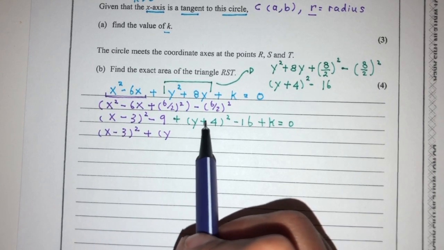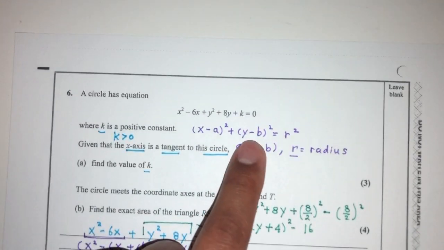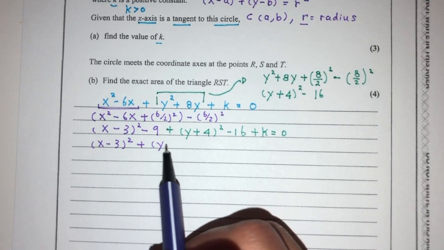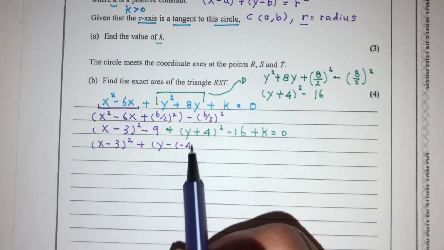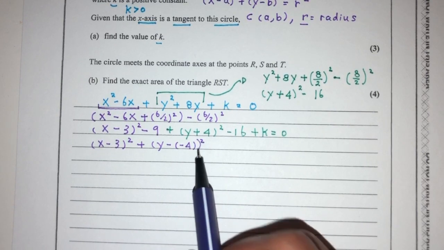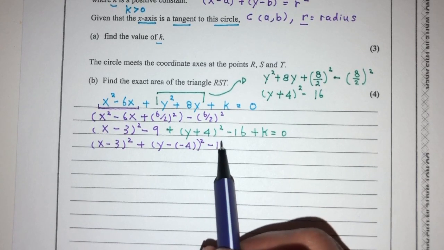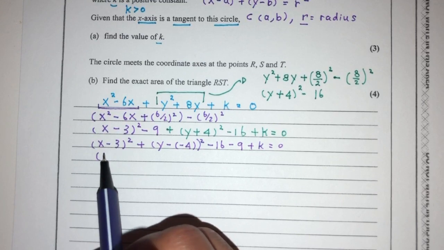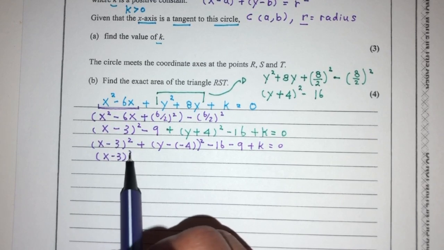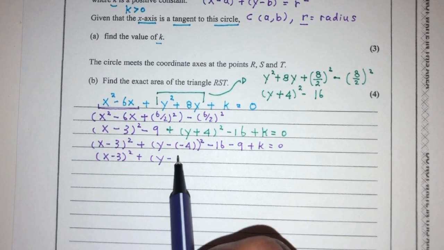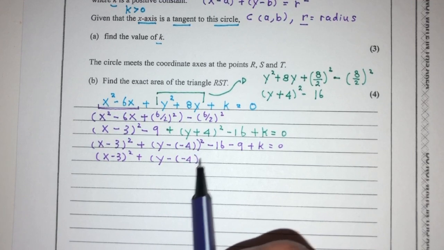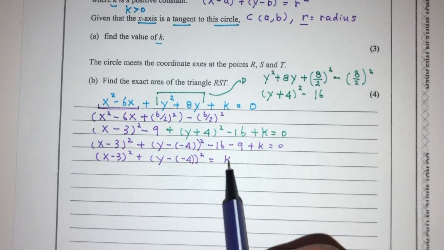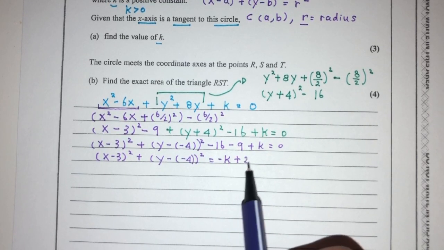Now here we have plus. We are trying to make this become minus. So how can you do that? We can write (y minus 4) squared outside, and then here we have minus 16 minus 9 plus k. That will become (x minus 3) squared plus (y minus 4) squared equal to k, so minus k plus 25.